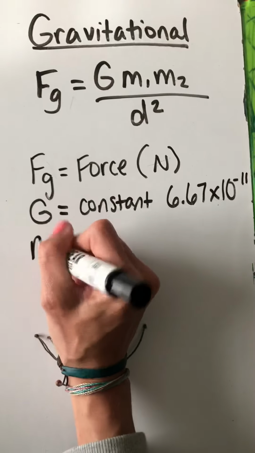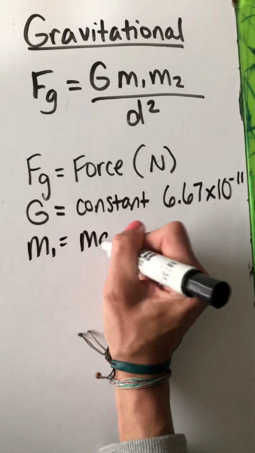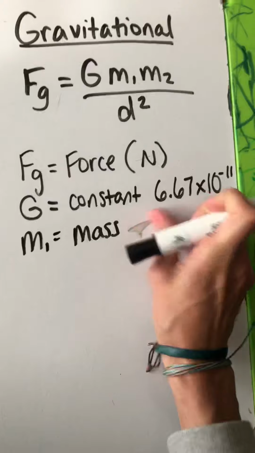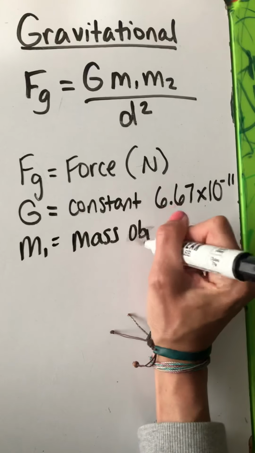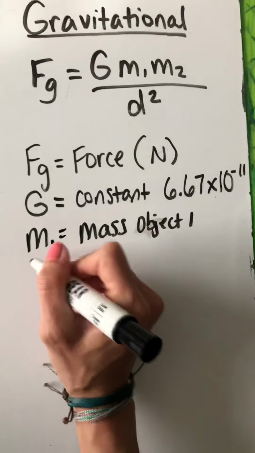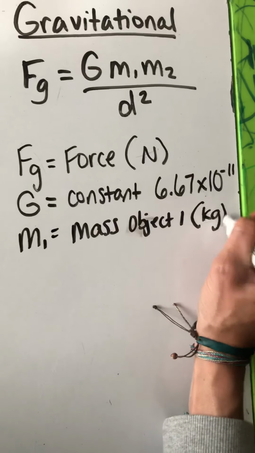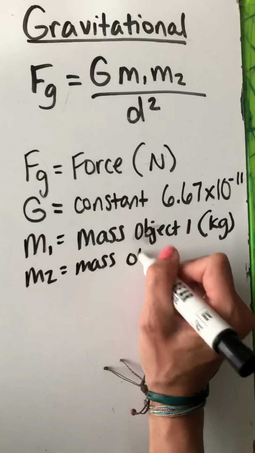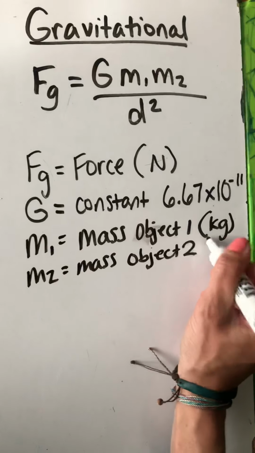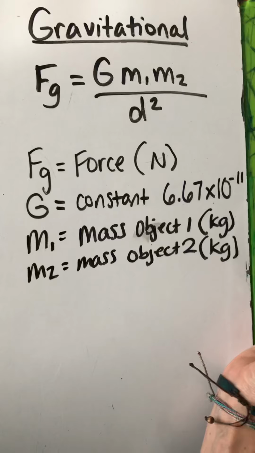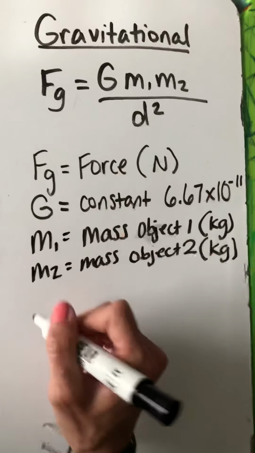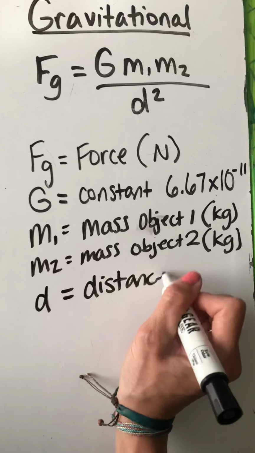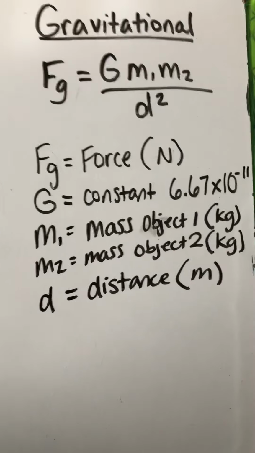The M1 is the mass of object 1, measured in kilograms. M2 is the mass of object 2, also measured in kilograms. And then the D under here, same thing, distance, and that's measured in meters.